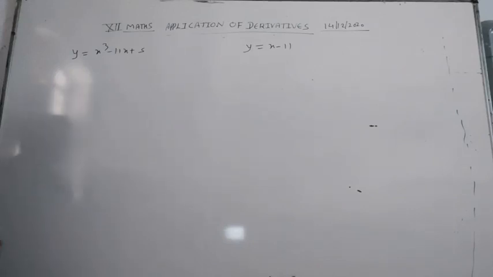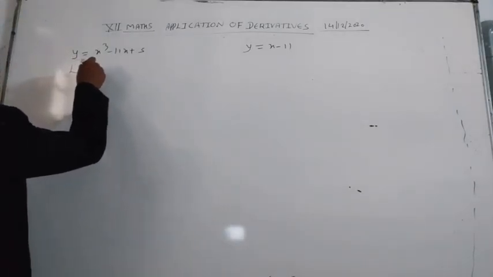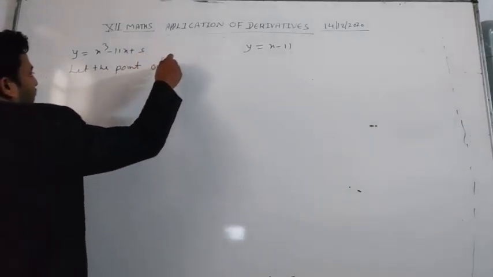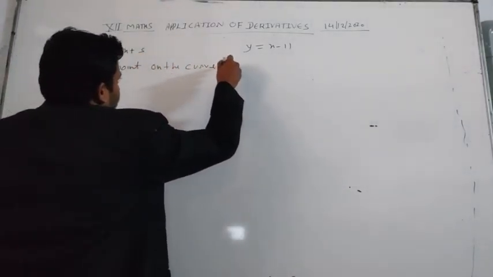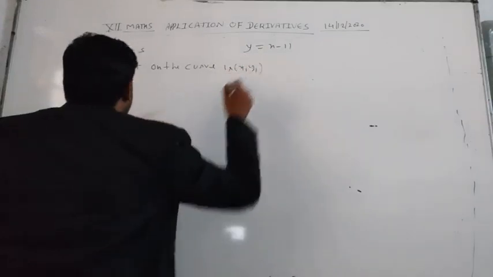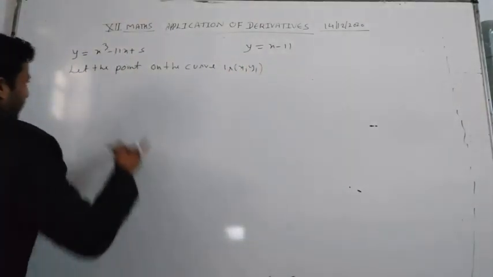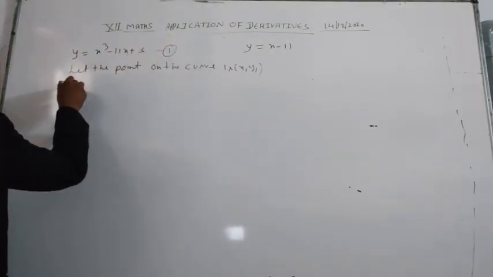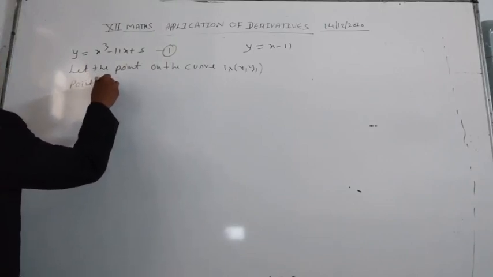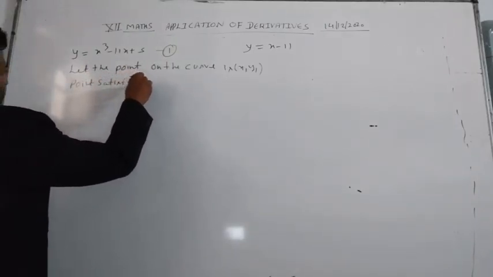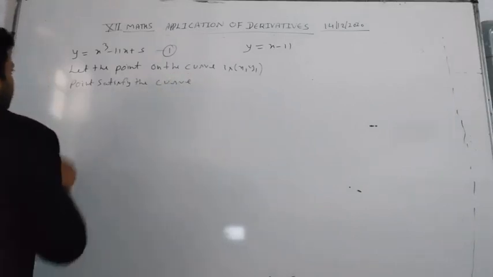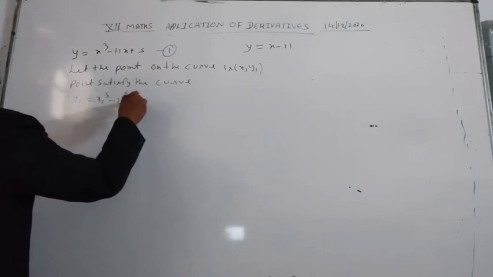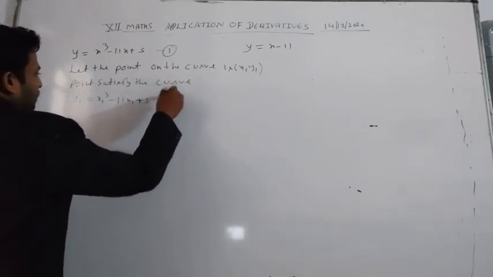Okay, so first, let the point on the curve be x1, y1. So this point satisfies the curve, so we write y1 is equal to x1 cube minus 11x1 plus 5. This is equation number 2.